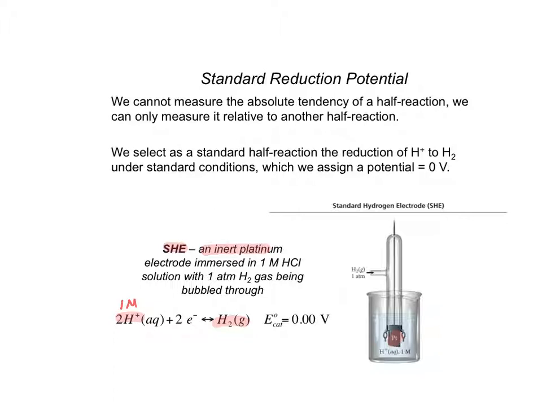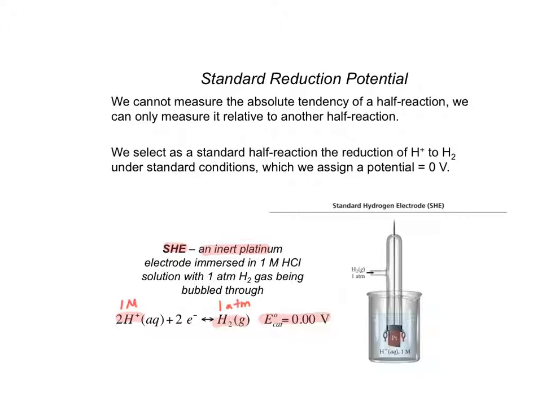What about if you're a gas? What is the standard state of a gas? 1 atm pressure, okay? So we define this reaction where we have 1 mole of protons being reduced and there's bubbling in 1 atmosphere of hydrogen gas. This is all occurring at a platinum electrode. We define this as our zero potential, our 0 volts, okay? So this is the definition of our standard reduction potential. We use this nice little standard hydrogen electrode, or SHE.